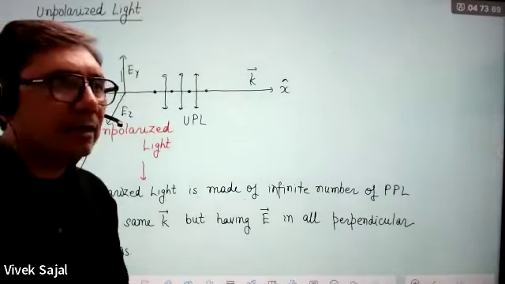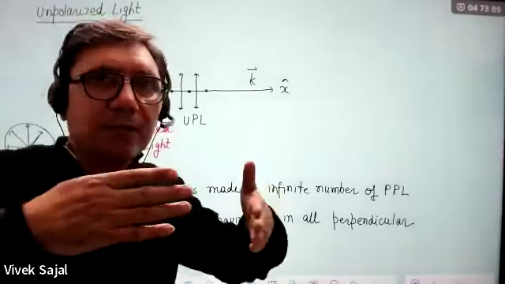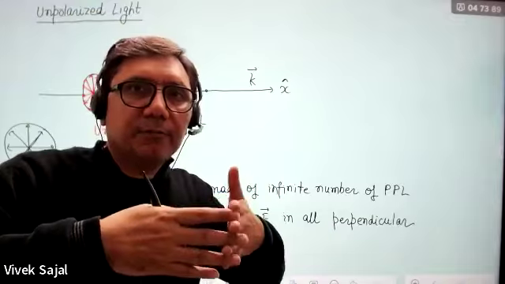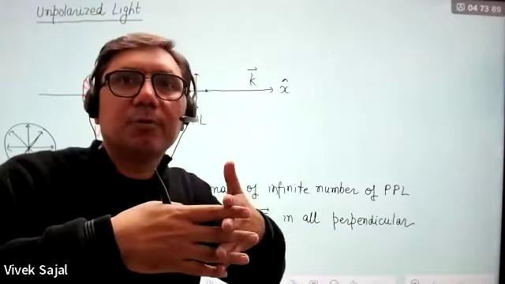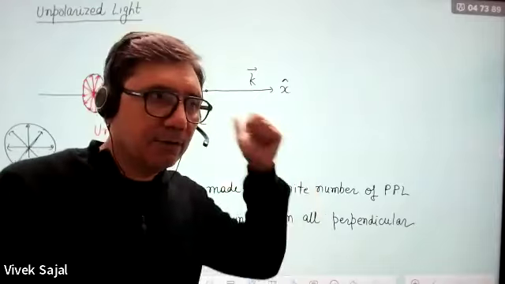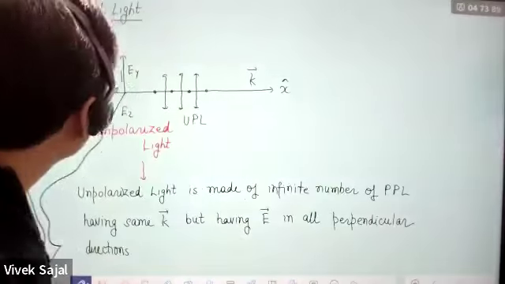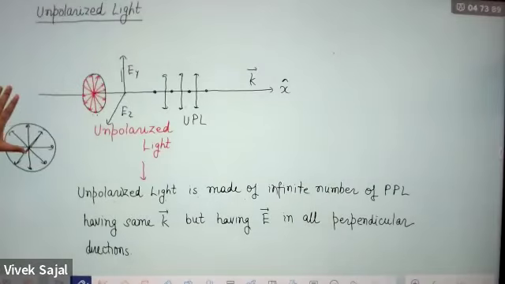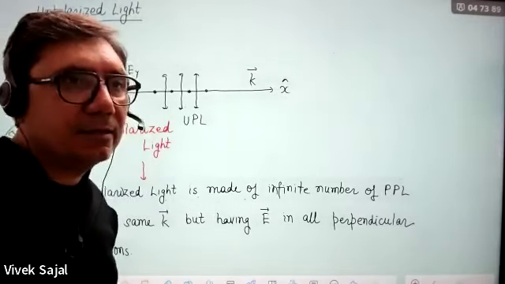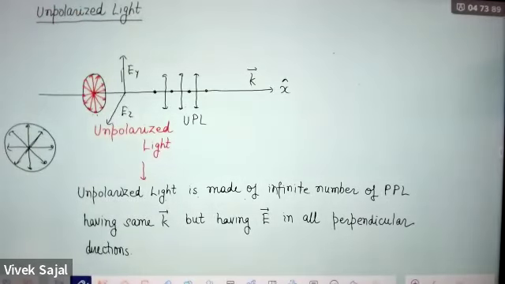Later on, I will explain that when two mutually perpendicular plane polarized lights having a phase difference of 0 are superimposed, they give rise to a plane polarized light, as I have done earlier. So this type of light, having electric vector in all possible directions perpendicular to the k vector, is called unpolarized light.